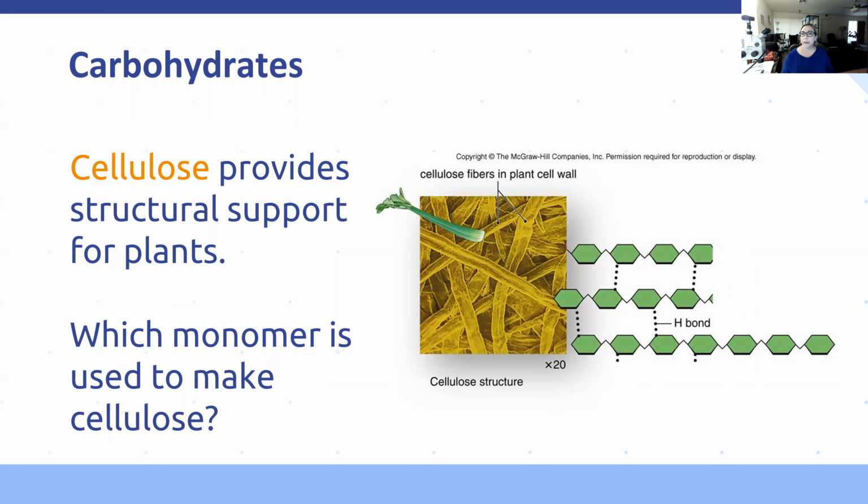Now, just as with glycogen and starch, cellulose is made of many glucose molecules bonded together. So I asked you here, which monomer is used to make cellulose? And again, it is glucose.